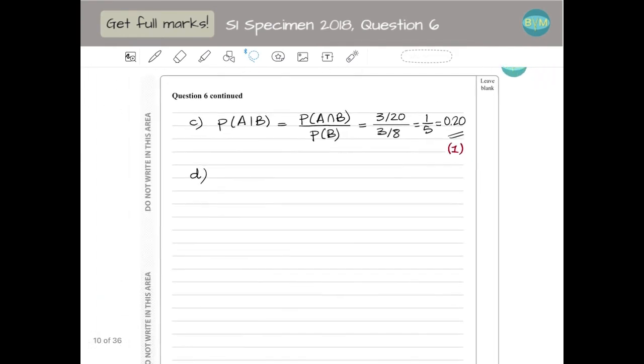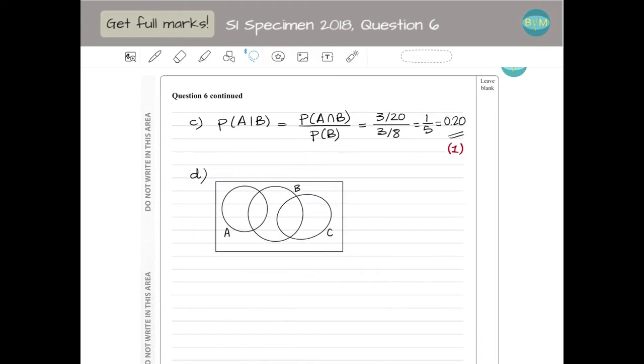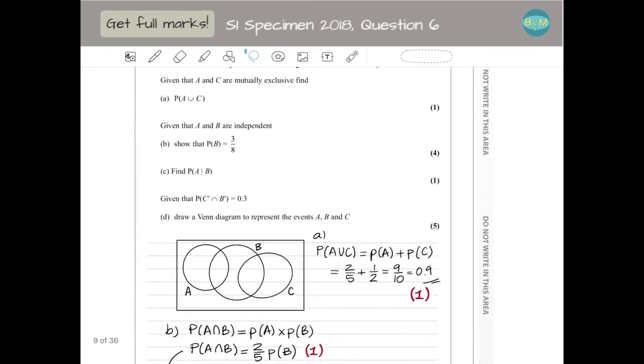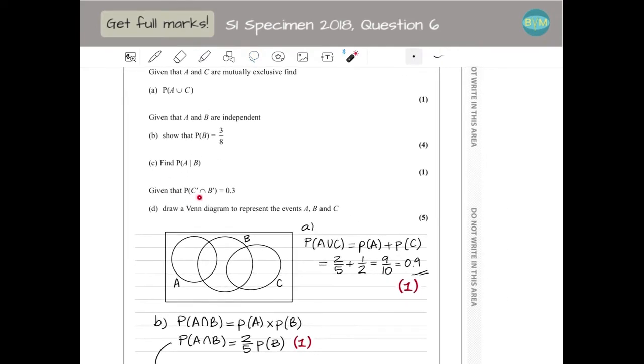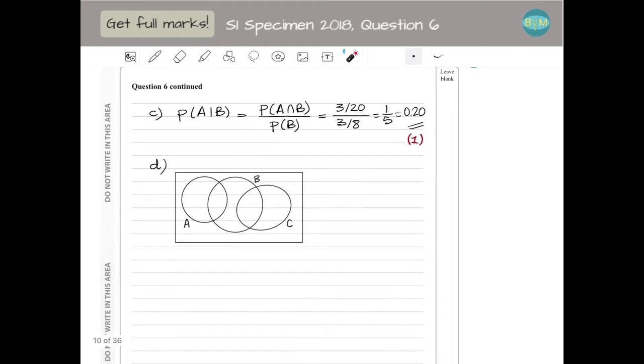And we are going to start to complete what we found. They give us something else. They tell us that given that the probability of no C intersection no B is 0.3, so they are telling us something else. How does that help? So let me do it. The probability of no C intersection no B is 0.3. This is one other clue.